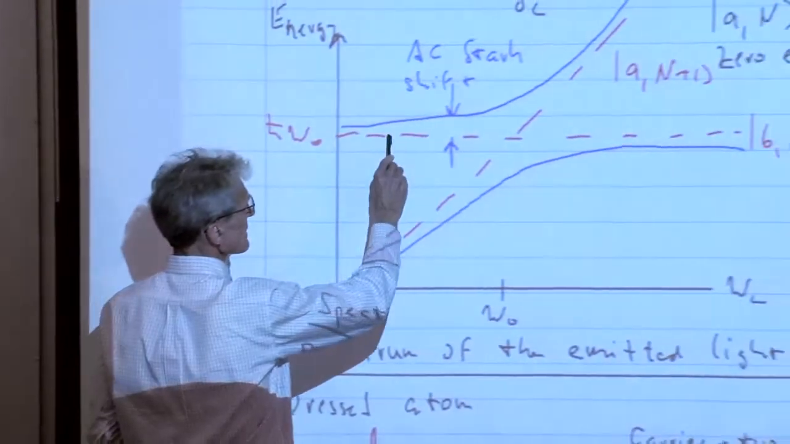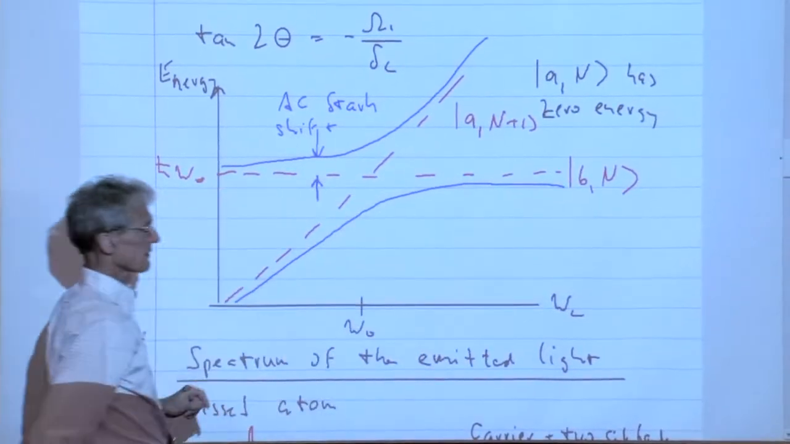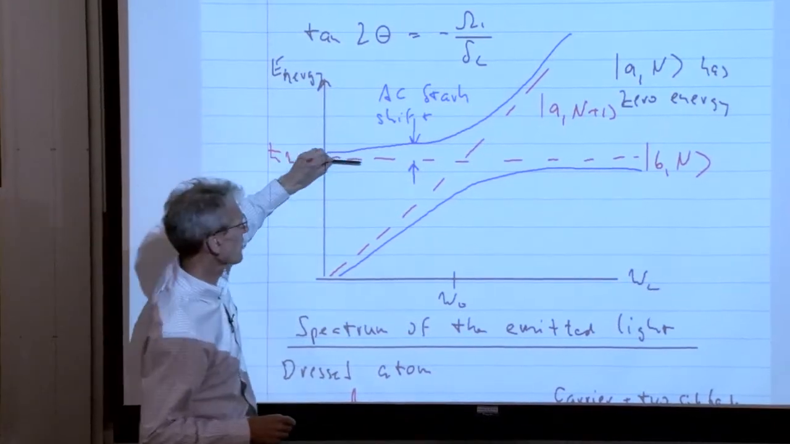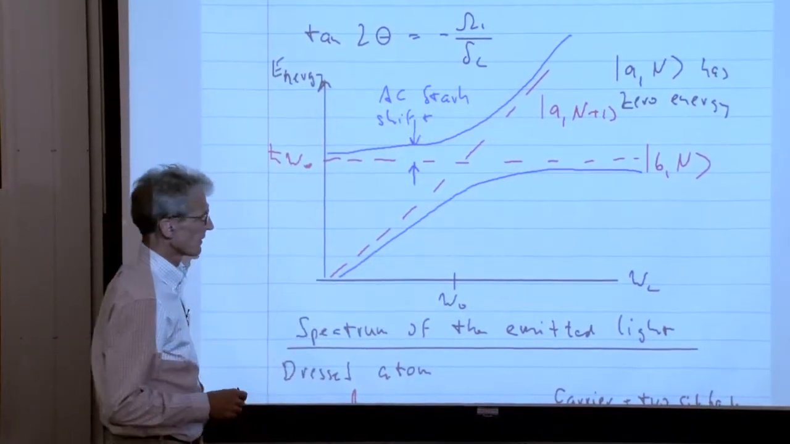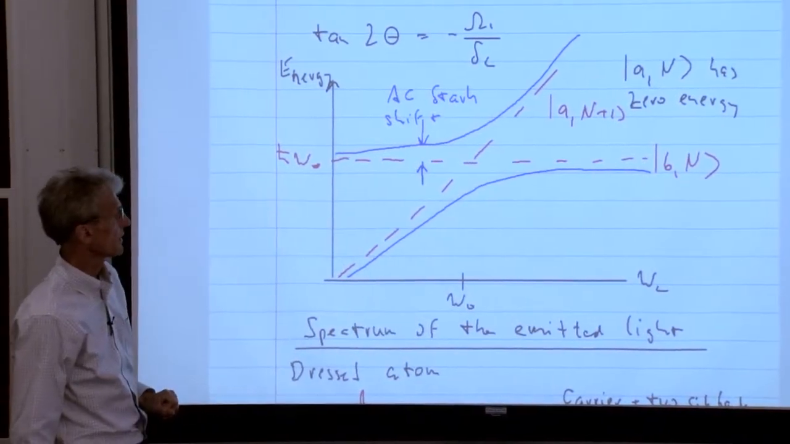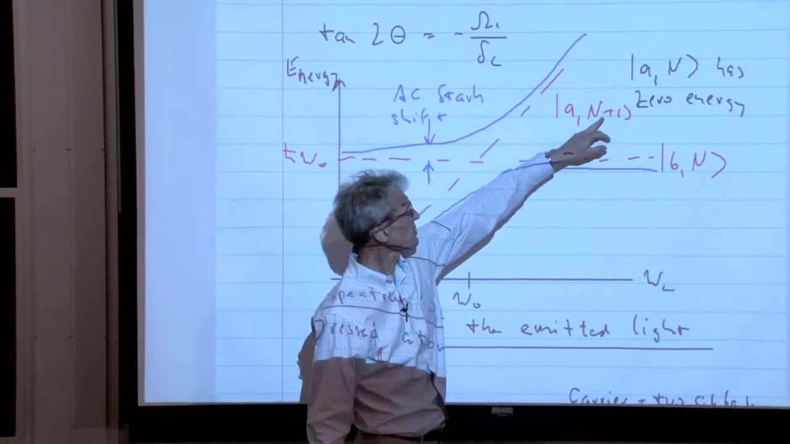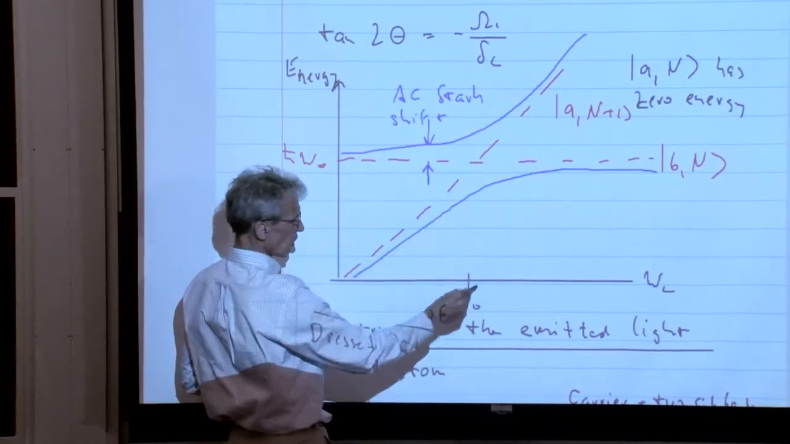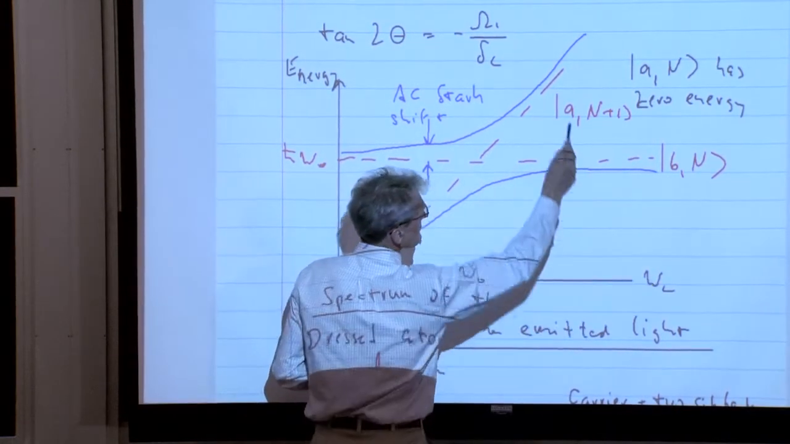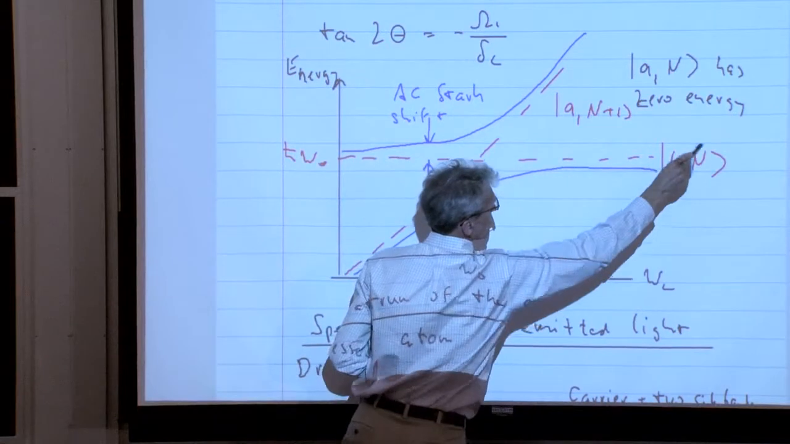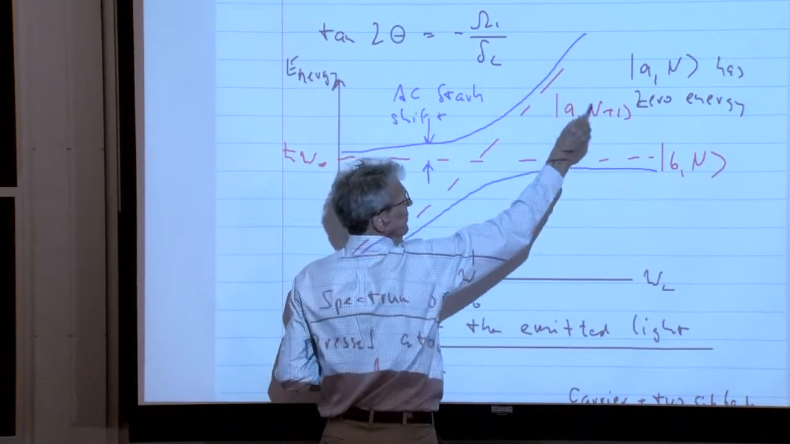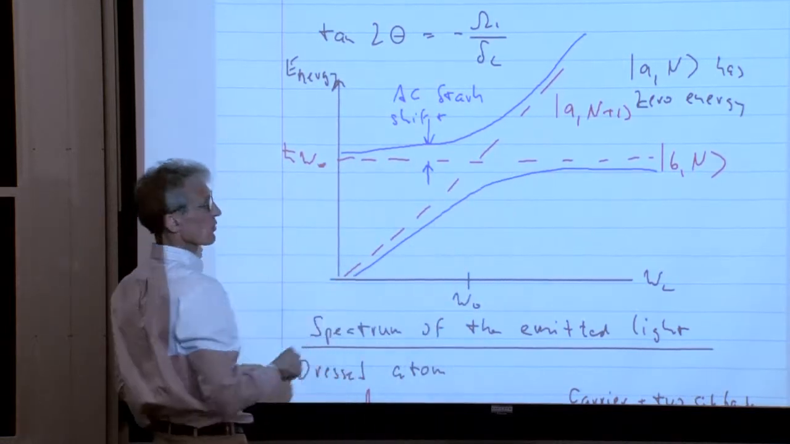If this here is the energy of the excited state with n photons, I've just drawn this as a reference parallel, but now I want to draw it as a function of the laser frequency. The ground state with n plus 1 photons has exactly the same energy on resonance, but if the photon is more energetic than a resonant photon, this state has higher energy and here it has lower energy.